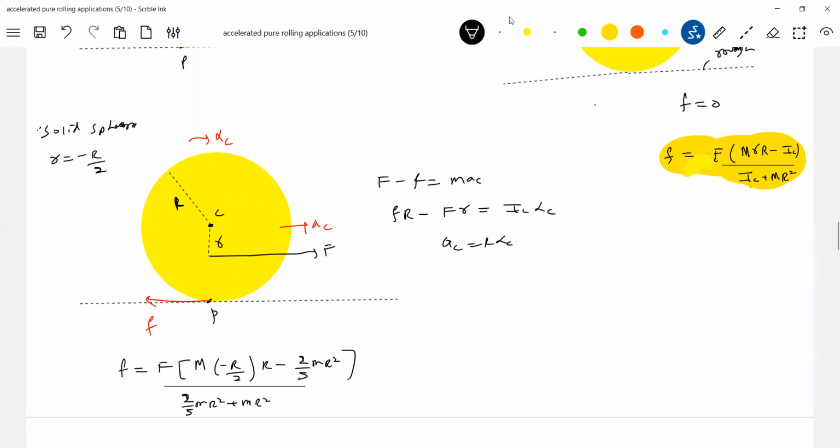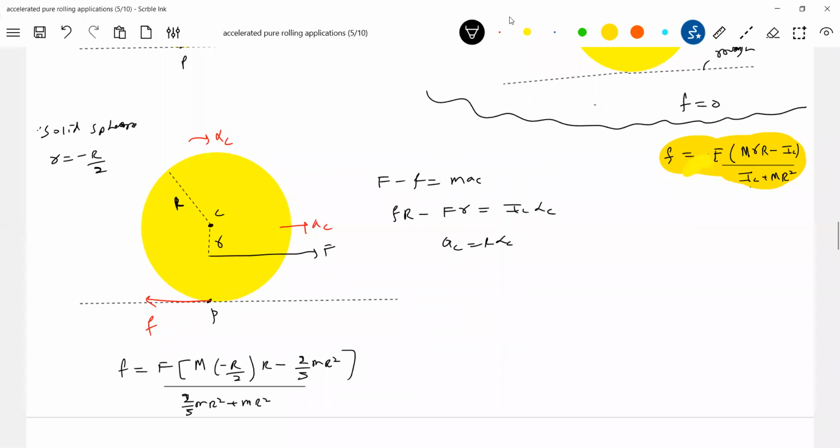So for any rigid body, if small r is negative, then the friction will be negative. If you apply force below the center of mass, the friction will act opposite to the applied force. Fine. No need to fight here, it's simple mathematics. Put small r equal to negative: minus r by 2, minus r by 4, minus 2r by 3. F will be negative only. For any rigid body, if you apply force below the center of mass, the friction will act opposite to the acceleration of the center of mass, or opposite to the applied force. That is a generalized rule.